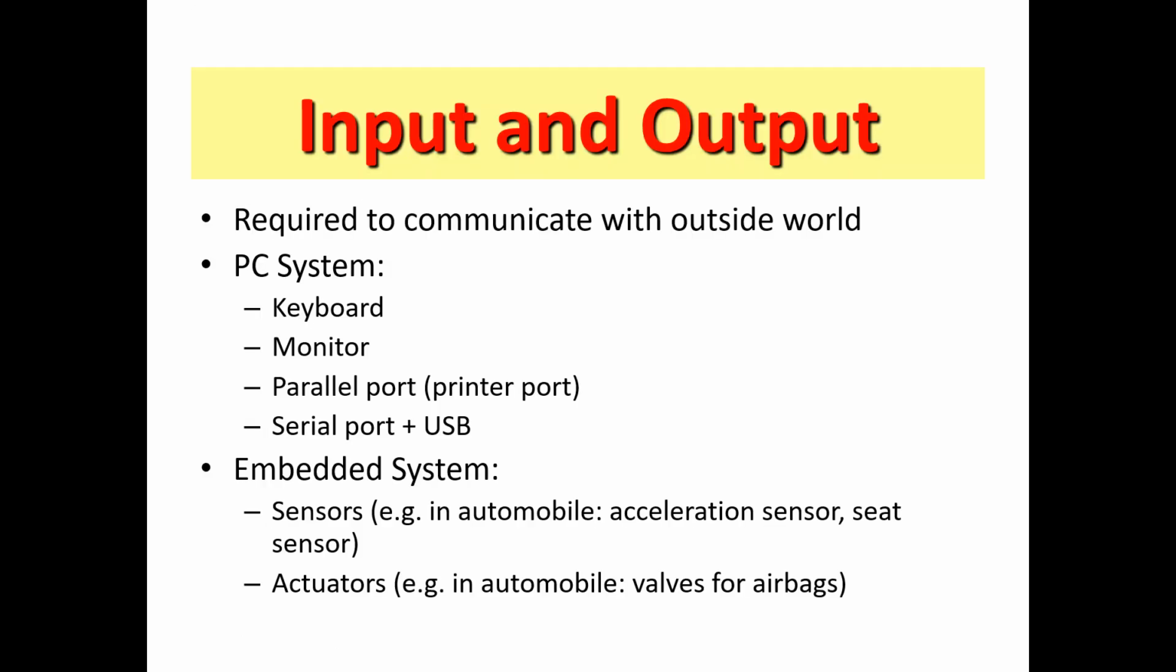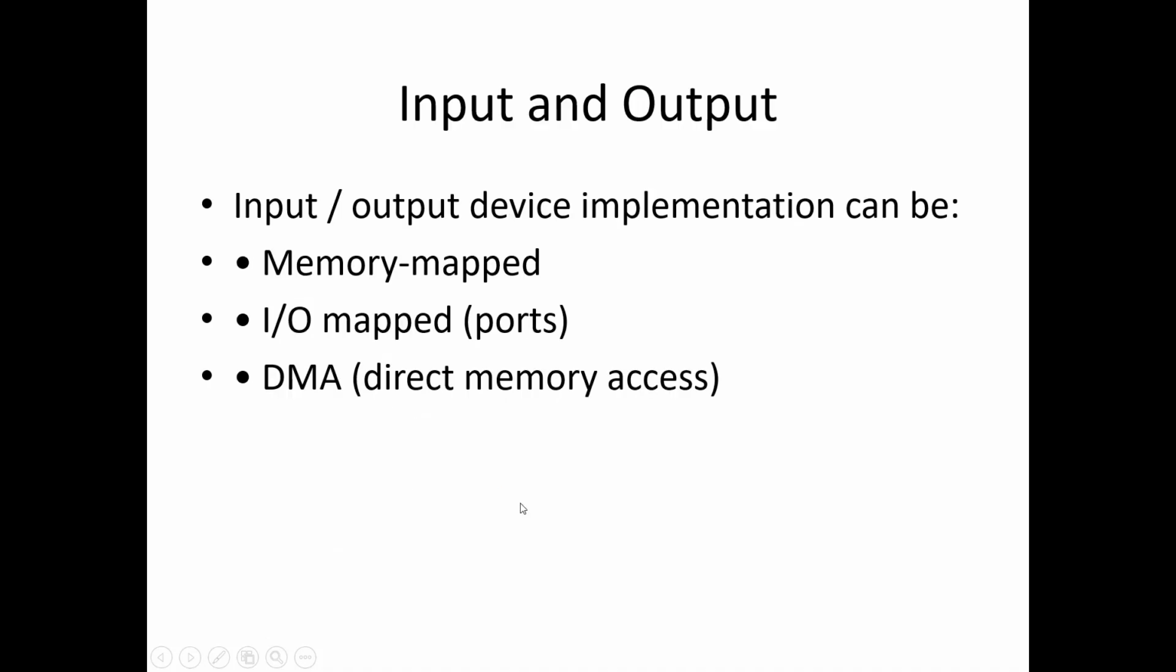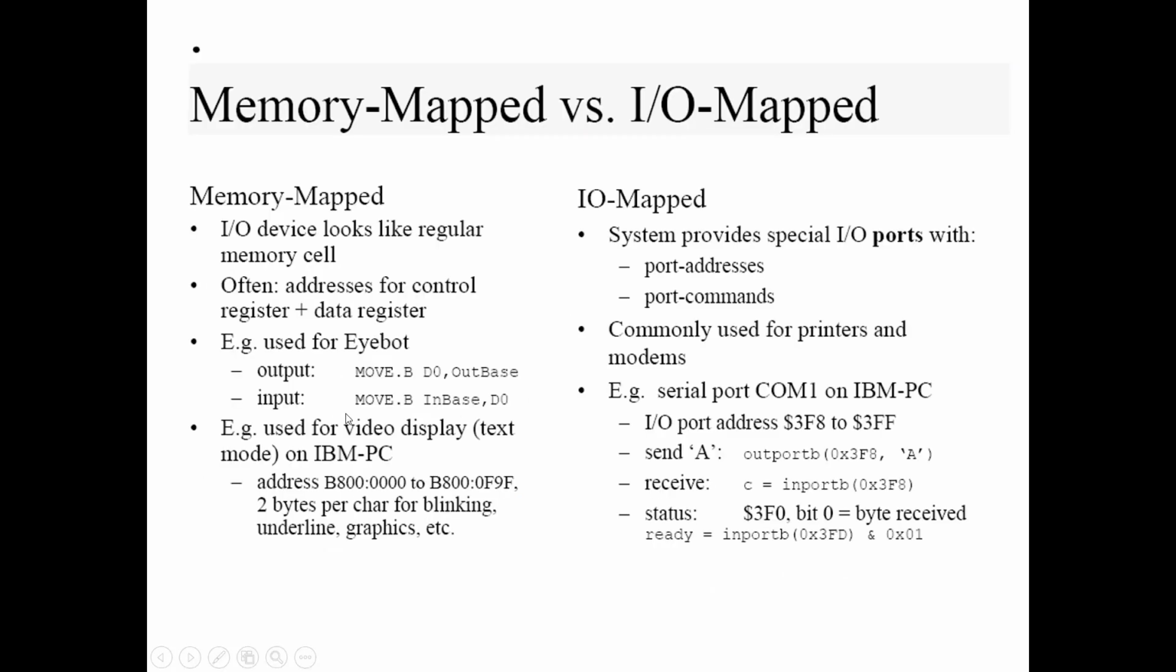As for the input and output, as you know, it is required to communicate with the outside world. The PC system contains the keyboard, the monitor, the parallel port or the printer port, and also the serial port and the USB. As for the embedded system, we have sensors, for example in an automobile, the acceleration sensor and the seat sensor. As for the actuators, in terms of the automobile, we also have the valves for the airbags. Input and output device implementation can be of the following as well: memory map, input-output map or the ports, and the direct memory access or the DMA.